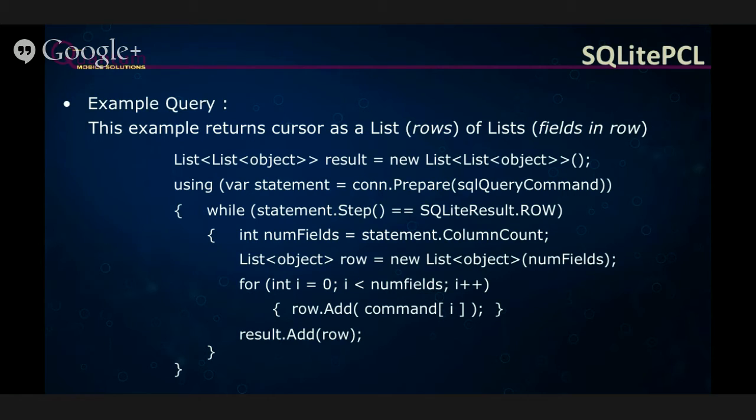The version, and in this case, I'm adding it into this list. So after I finish that list represents a row of information, and then I add it into the outer list. And that's basically what a cursor is.